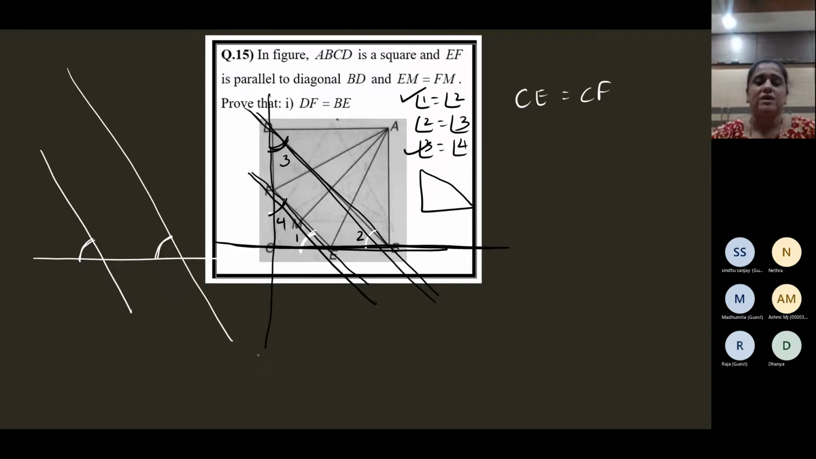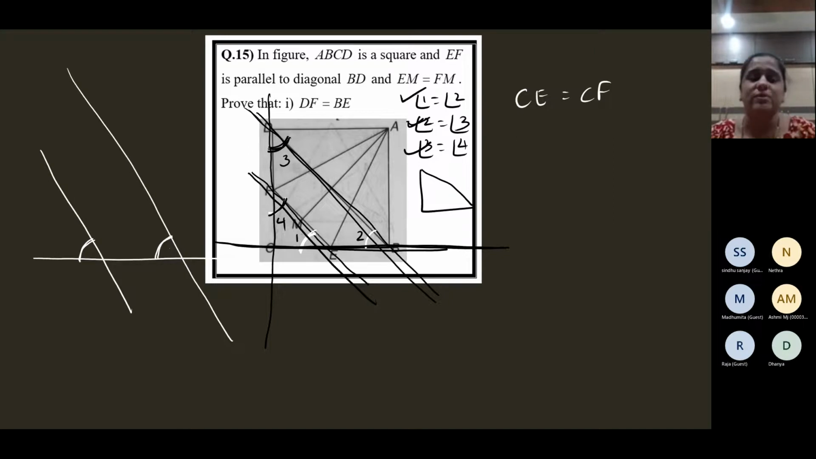Corresponding angles are equal. This angle 2 is equal to angle 3. How do we get this? Triangle DCB is isosceles because two sides are equal. DC is equal to BC, since all the sides of a square are equal. So by the isosceles triangle property, angle 3 is equal to angle 2. That's how we get this information.